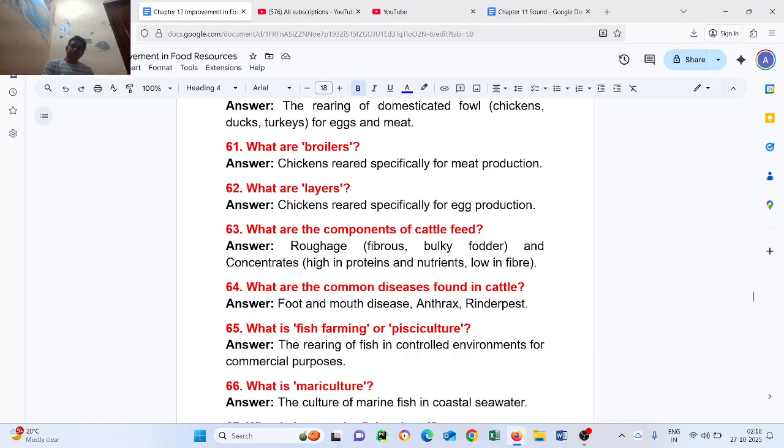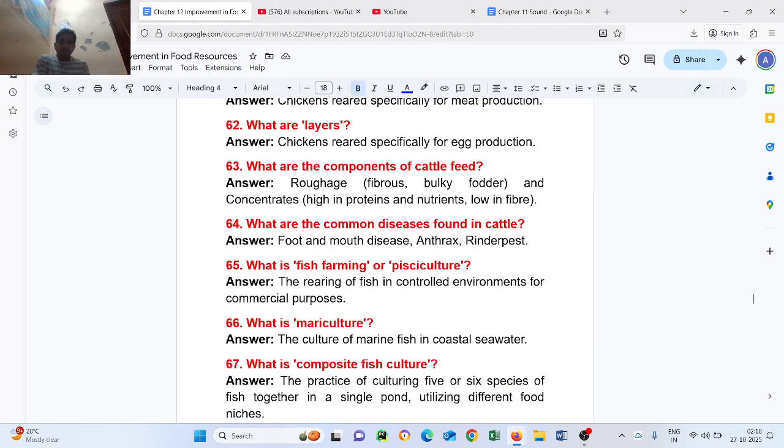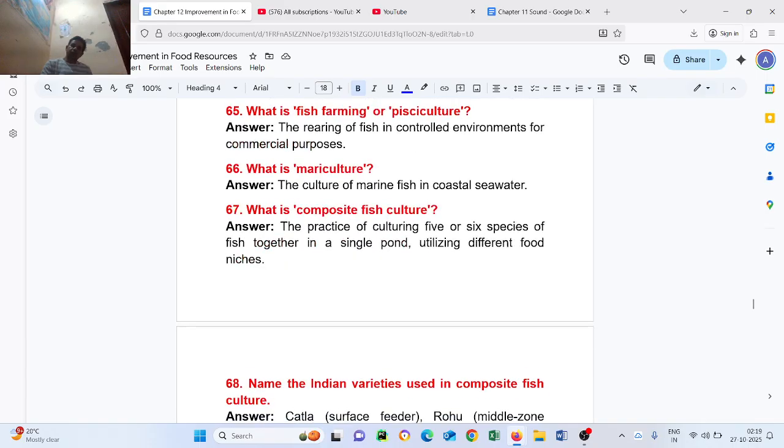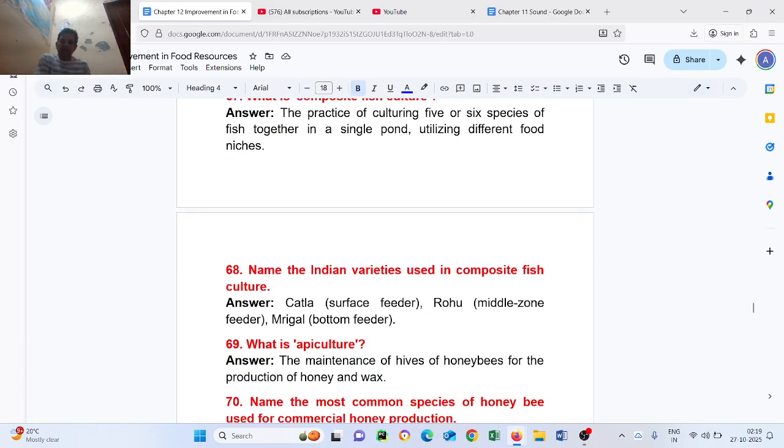Question number 66. What is mariculture? The culture of marine fish in coastal seawater. Question number 67. What is composite fish culture? The practice of culturing five or six species of fish together in a single pond, utilizing different food needs. Question number 68. Name the Indian varieties used in composite fish culture. Katla, surface feeder; rohu, middle zone feeder; mrigal, bottom feeder.